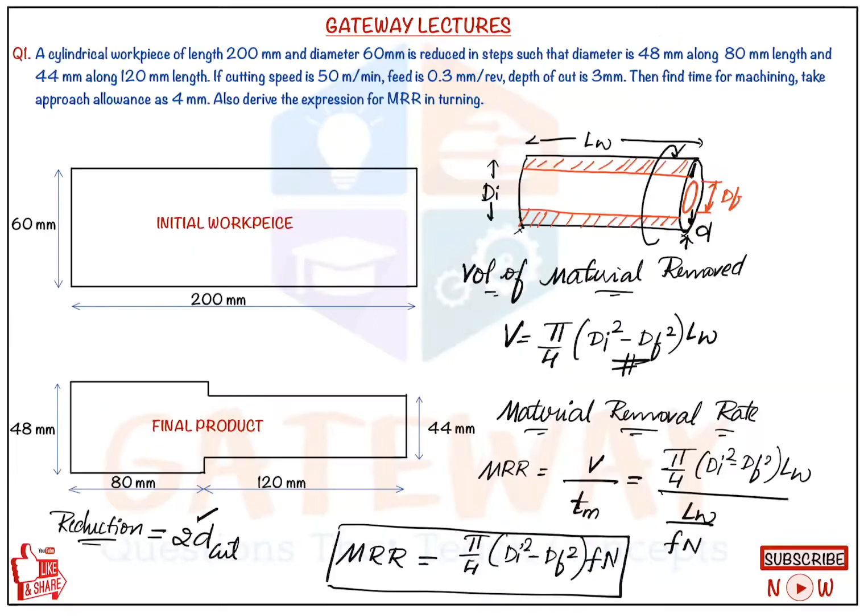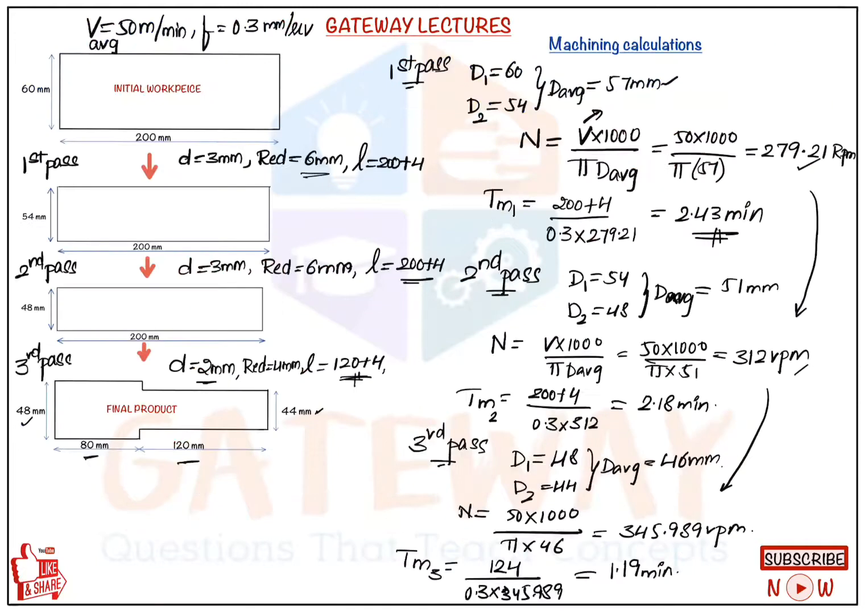In the question it was asked for the final time for machining. So to get the final product, what will be the time for machining? That is the total machining time: TM for the first pass, TM for the second pass, and TM for the third pass. That is equal to 2.43 minutes plus 2.18 minutes plus 1.19 minutes. So the final value will be 5.8 minutes. So this is our answer.